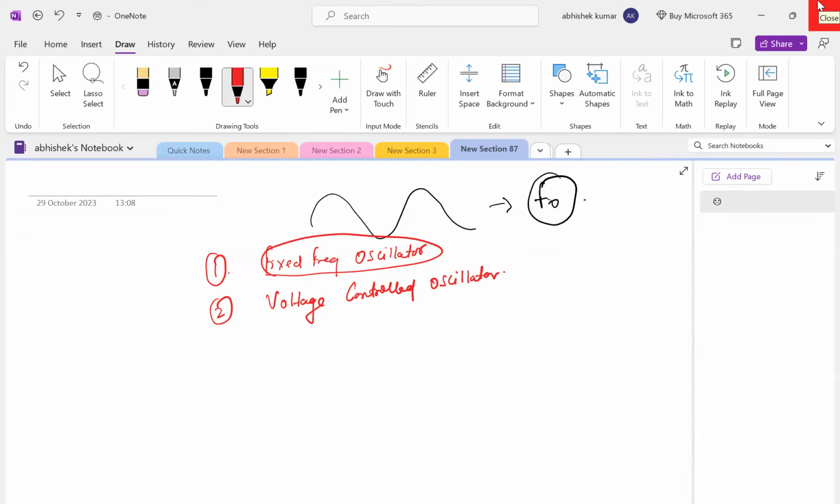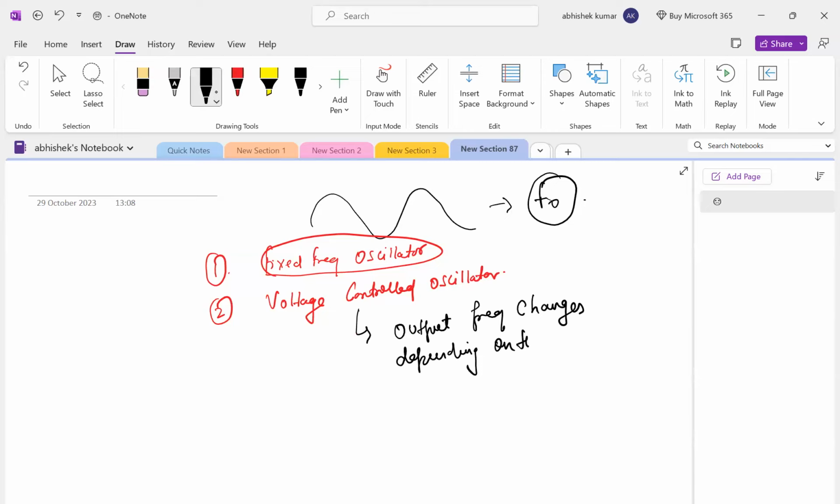Here, the output frequency changes depending on the value of the control voltage input.